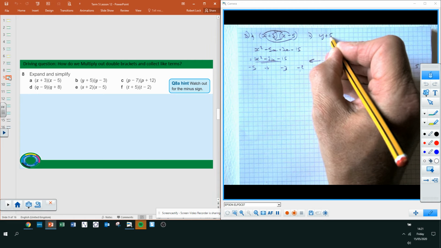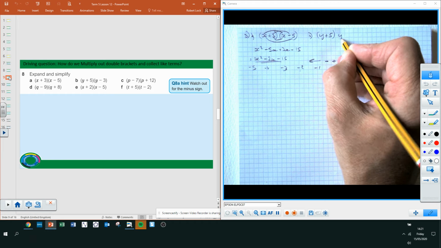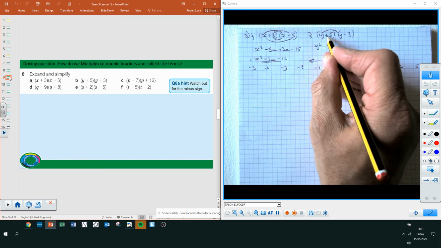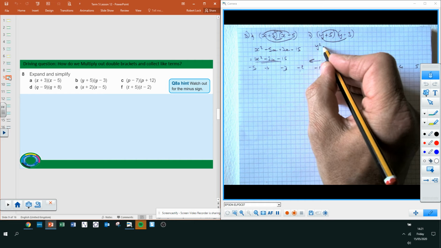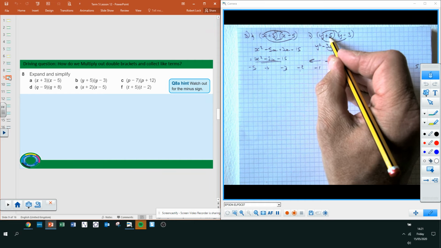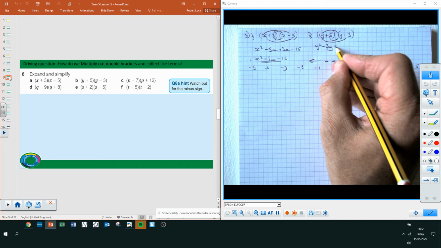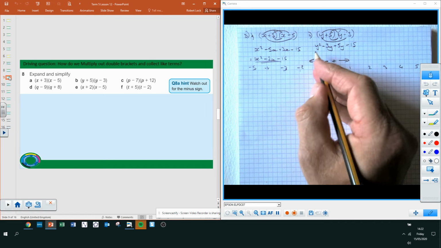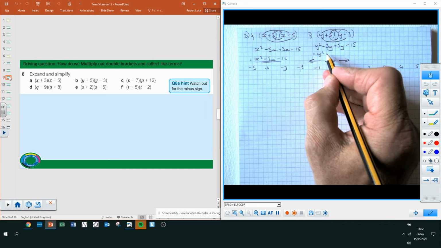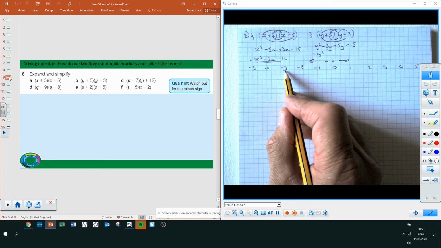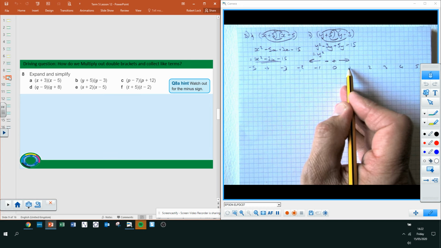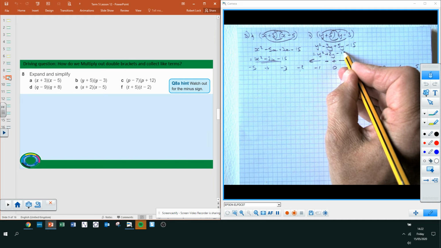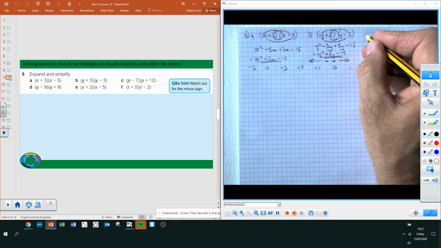Y plus 5, y minus 3. Y times y, y squared. Y times minus 3, minus 3y. Plus 5 times y is plus 5y. And 5 times 3 is minus 15. So we end up with y squared. Minus 3, here, add 5. 1, 2, 3, 4, 5, so plus 2y. Y squared plus 2y minus 15. C.